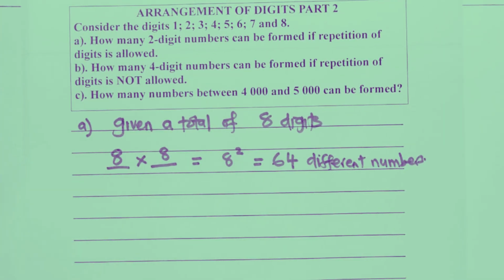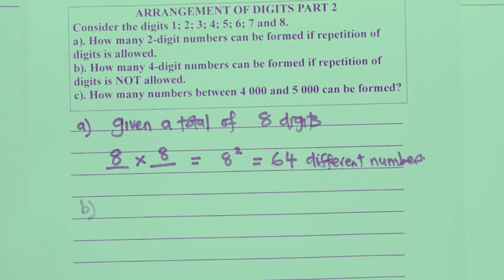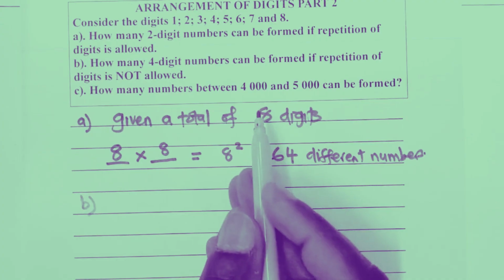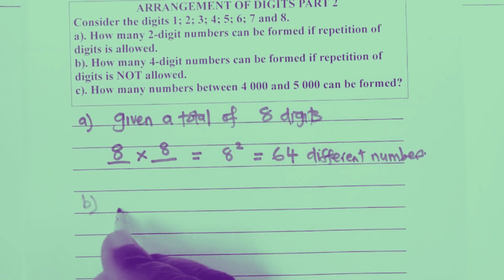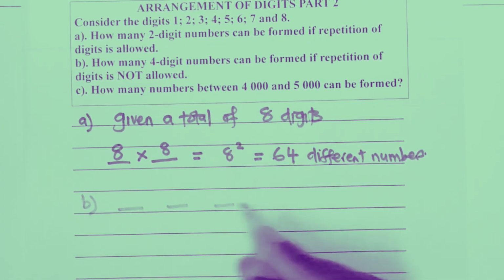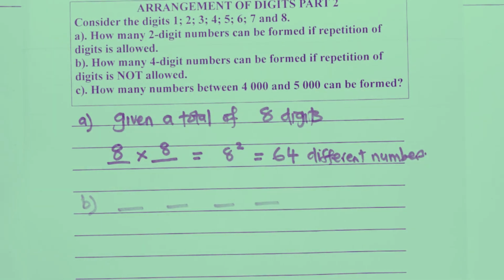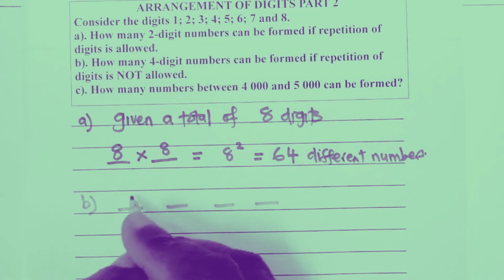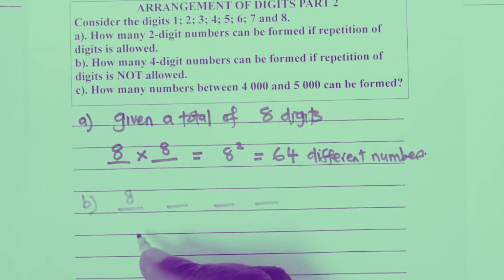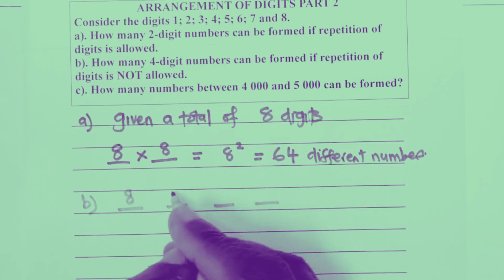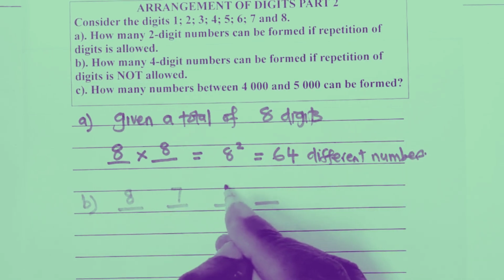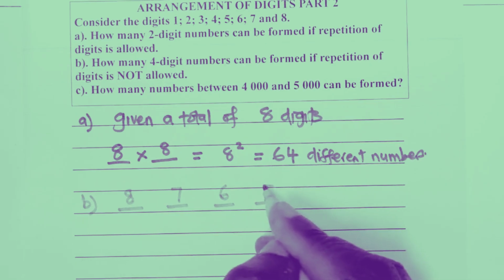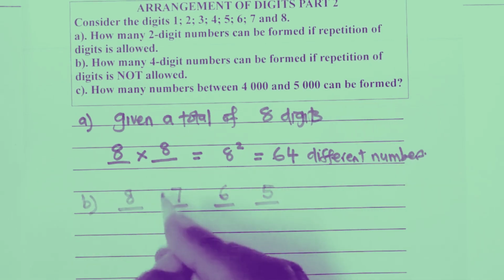If we move on to B, we are going to form a 4-digit number. So we need 4 positions, 1, 2, 3, 4. And in this case here, repetition is not allowed. So if repetition is not allowed, the first one is going to be done in 8 ways, then the second one in 7 ways, the following one 6 ways, and then the last part in 5 ways.